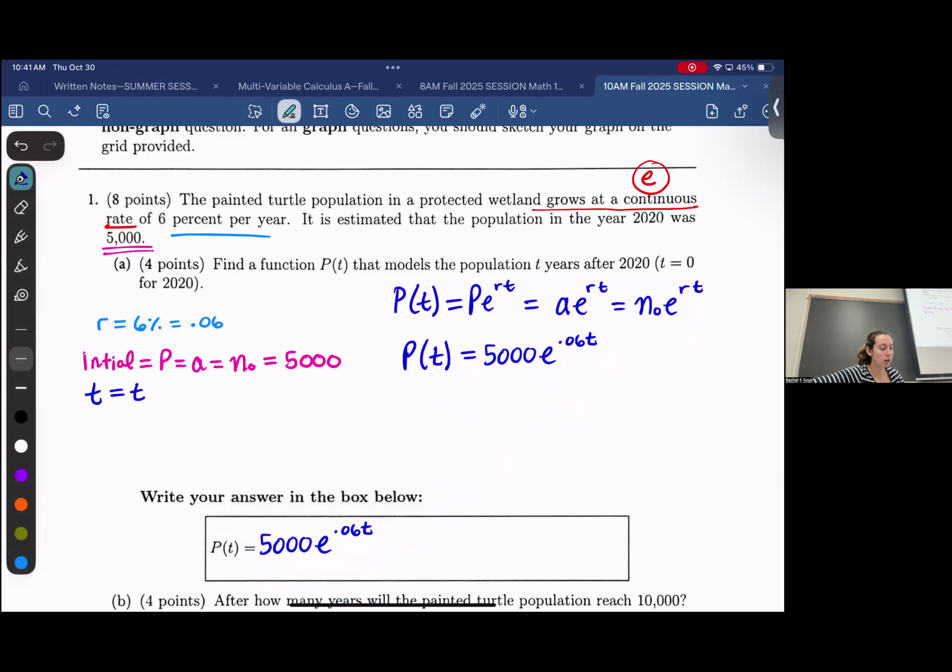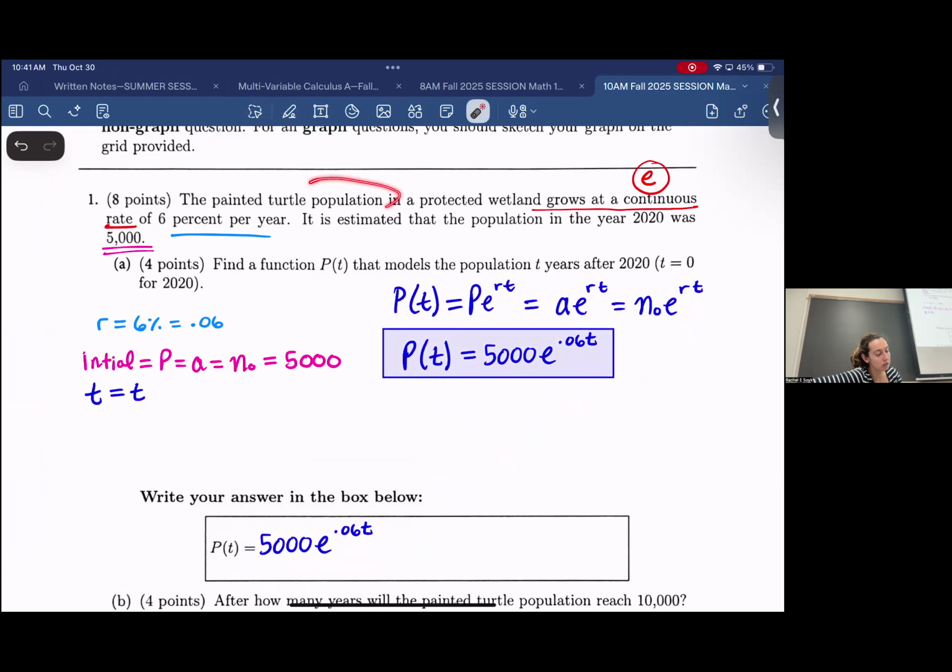Now, what are the unit measures? P of T is representing what? Your total turtle population. So we were looking at the turtle population in 15,000 years, which is crazy. Okay, let's say 100 years. It would be blank number of turtles.